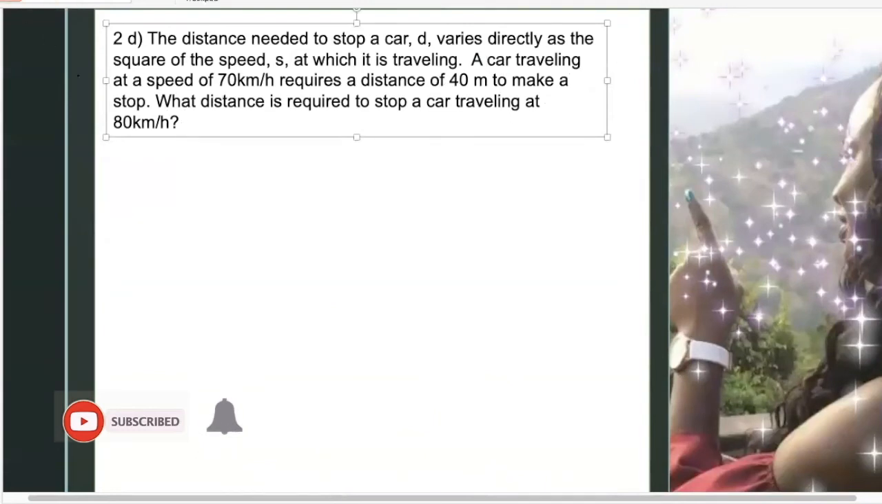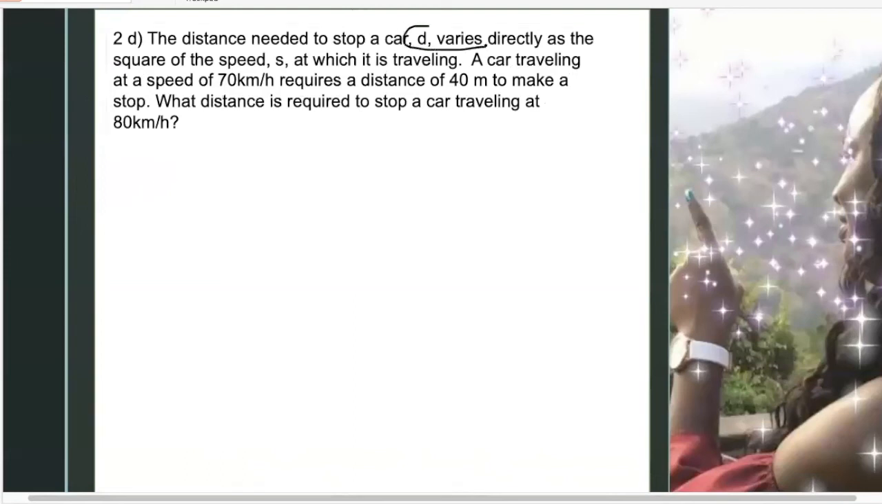Now, they say that the distance needed is directly proportional to the square of the speed. So the distance is directly proportional to the square of the speed. So we know that we can rewrite this as an equation where D equals k S squared, where k represents a constant.